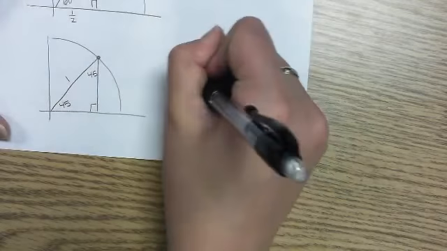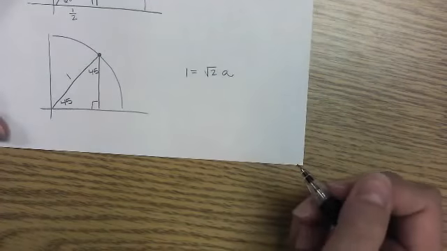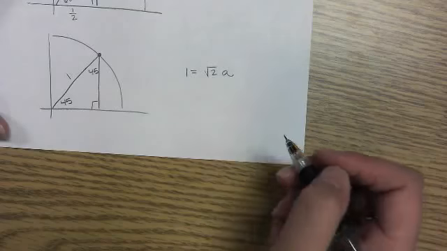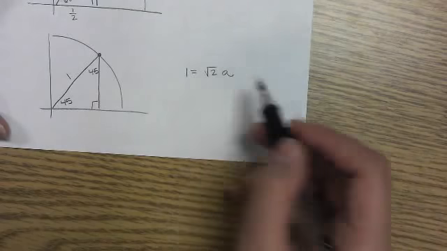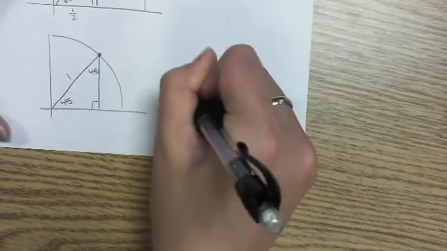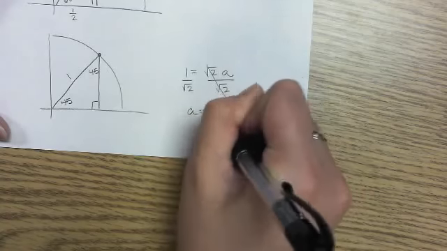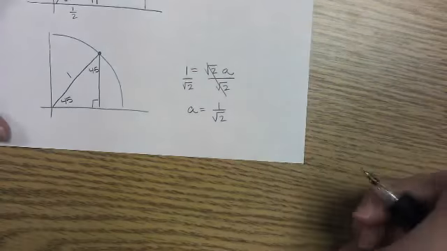So I'm going to say the 1 equals the root 2 times a side. The other sides were written as a, so once I solve for a here, then I know what the length of the other sides are. So I'm going to divide by root 2. So a is the same as 1 over root 2, and that's not proper.